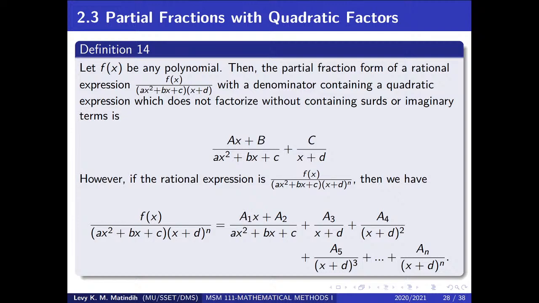Let f be any polynomial. Then the partial fraction form of a rational expression f(x) divided by (ax² + bx + c)(x + d), with a denominator containing a quadratic expression which does not factorize without containing surds or imaginary terms, meaning the quadratic doesn't have real roots, is (Ax + B) divided by (ax² + bx + c), plus C divided by (x + d).